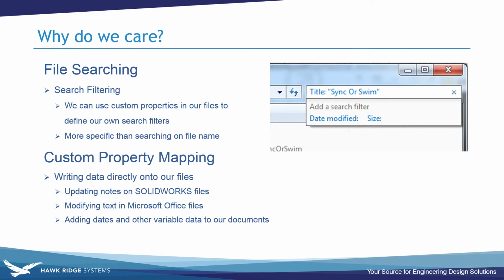And like I mentioned, some examples of this would be updating our notes on our SOLIDWORKS files, modifying text in Microsoft Office files directly, or even automatically generating dates or other variable data to our documents so that the user doesn't have to spend time typing those out each time they create a new document. Maybe you have a template file that is used to populate custom property data as your file moves through your process or through your workflow. And we're going to be setting that up from scratch here in this presentation so you can have an idea of what that's going to take.